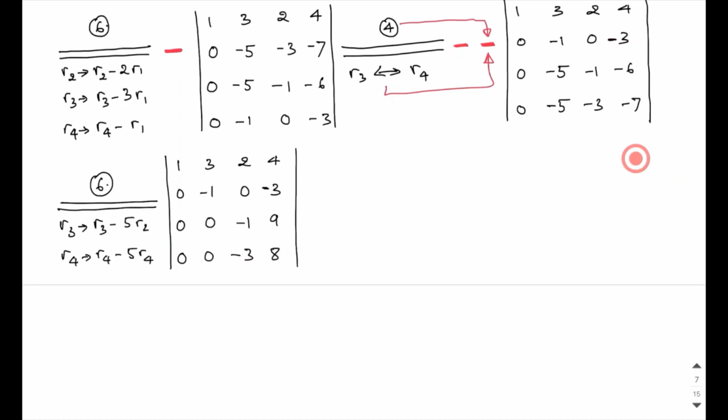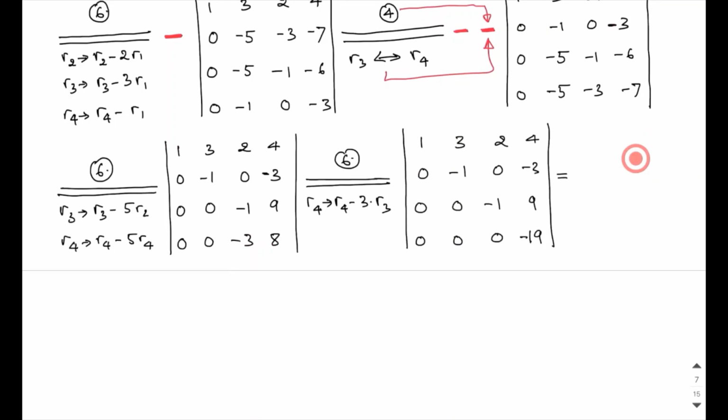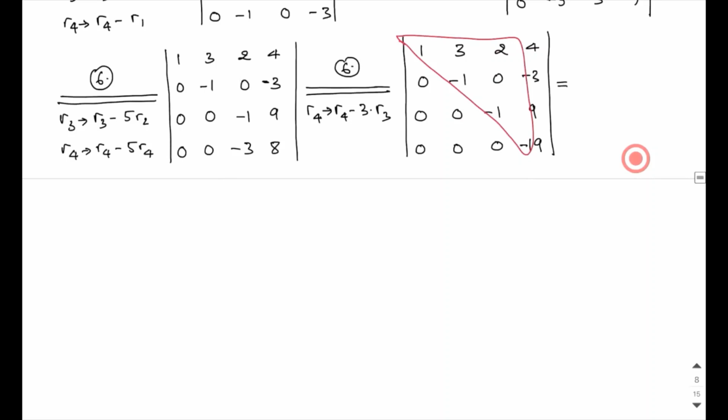All right, so in order to do so, we apply property number 6 one more time. This time, we are going to make changes on row 4. Row 4 becomes row 4 minus 3 times row 3. And so this is an upper triangular matrix. The determinant is going to be equal to the product of the entries on the main diagonal. So that's going to be 1 times negative 1 times negative 1 times negative 19, and you're going to get negative 19.